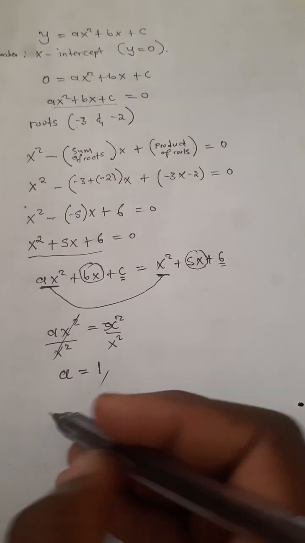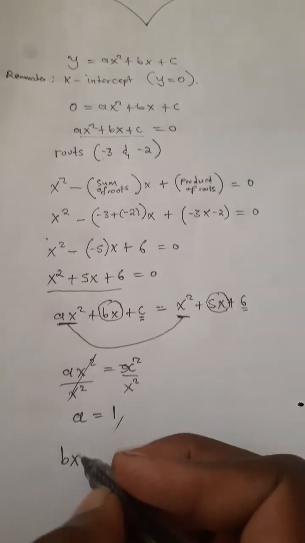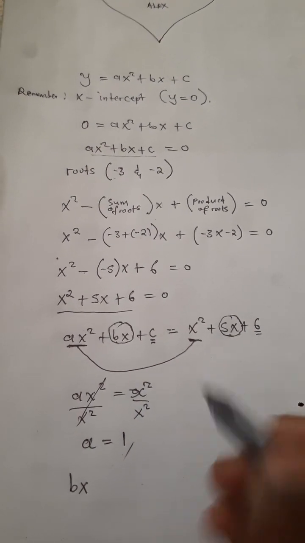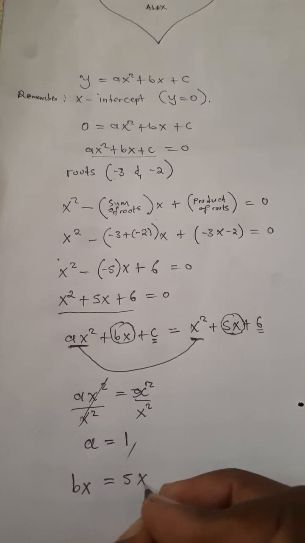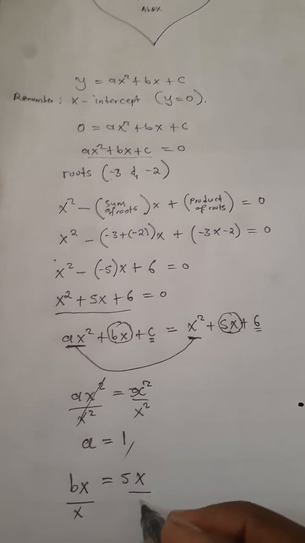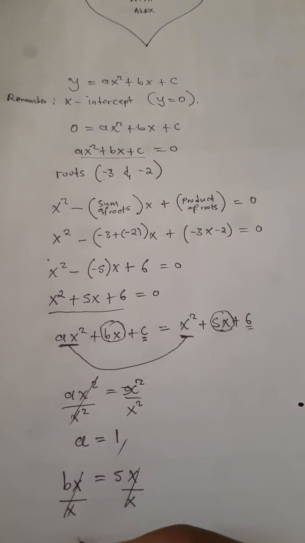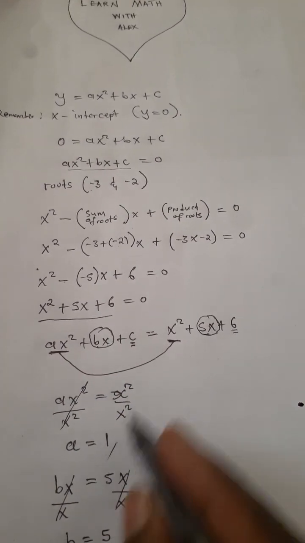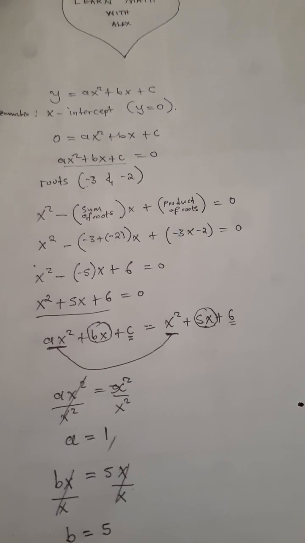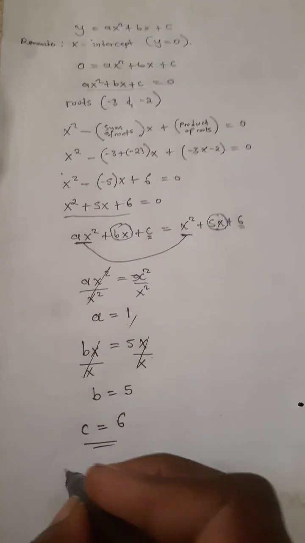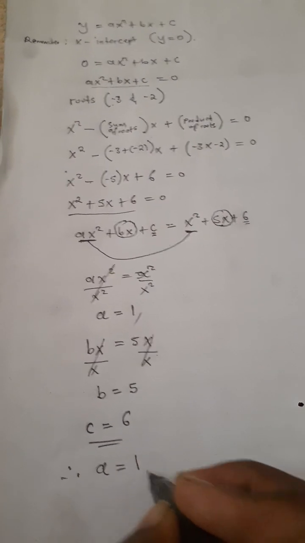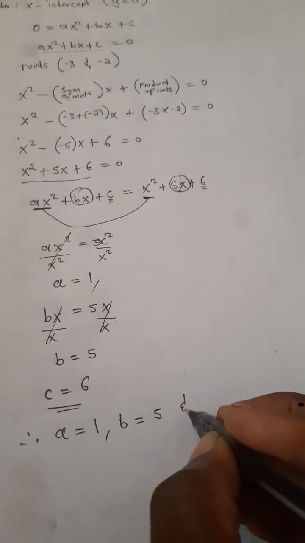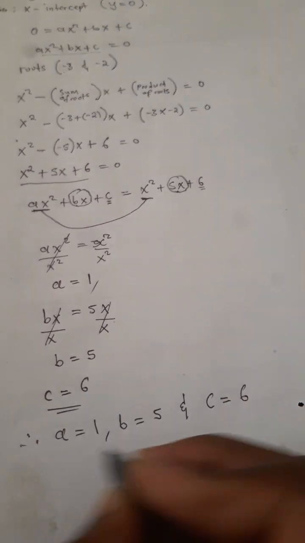To get the value of b, bx must be equal to the 5x on the other side. So bx is equal to 5x, the x cancels, and therefore the value of b is 5. To find c, just equate the constants: c must be equal to 6. Therefore a is equal to 1, b is equal to 5, and c is equal to 6.